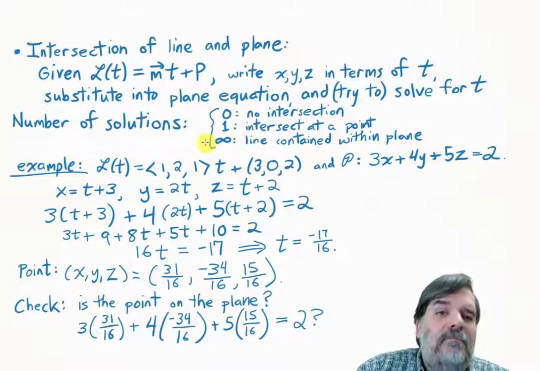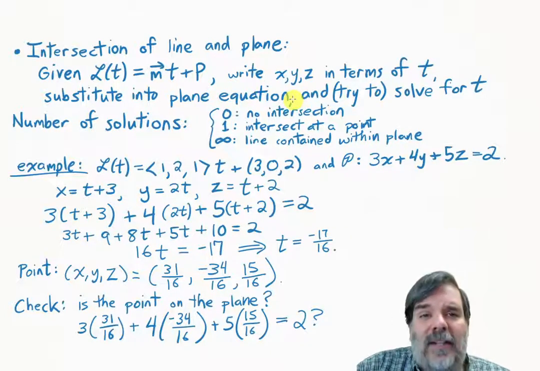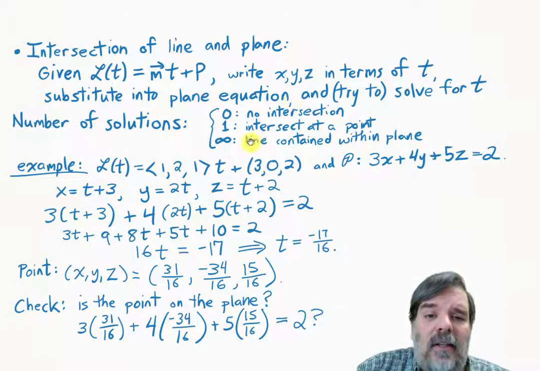It is possible, unlikely but possible, that you might get infinitely many solutions. Right? When you substitute into the plane equation, if all the values of t drop out, and you're left with something like 12 equals 12, well, that's true for all values of t. That means for all values of t, all the points on the line are on the plane. And in that case, the line is contained within the plane. So if you get 0 or infinitely many solutions, you know what the answer is and you can stop. But let's try an example where you get one intersection.